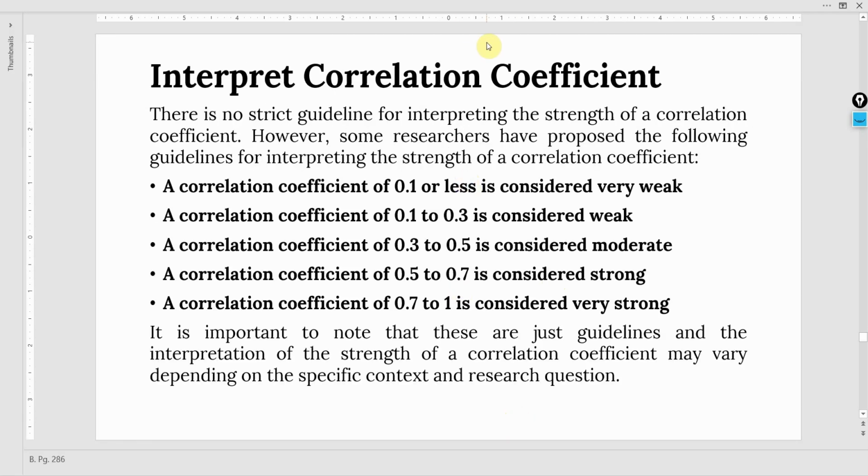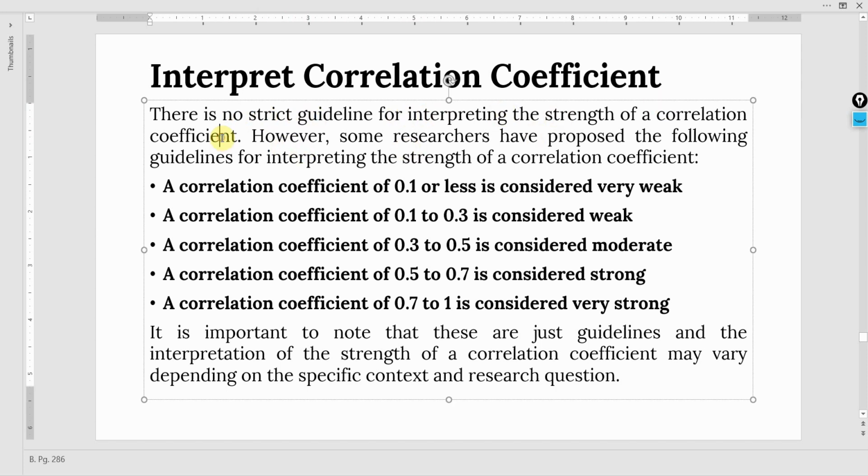How do we interpret the correlation coefficient R? There are no strict guidelines for interpreting the strength of the correlation coefficient, R. However, some researchers have proposed the following guidelines. What is the first guideline? A correlation coefficient of 0.1 or less is considered very weak. A correlation coefficient of 0.1 to 0.3 is considered weak.